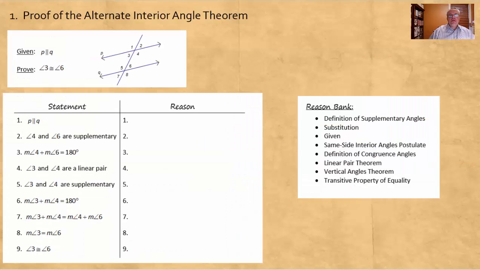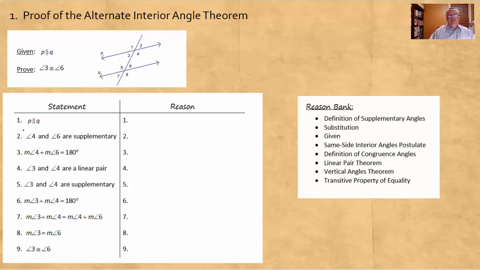Alright, so here's the first one. Proof of the alternate interior angle theorem. Alright, so given that P is parallel to Q, we've got two parallel lines. And we're also given the diagram, how the angles are numbered here. And we want to prove that 3 is congruent to 6. Those are alternate interior angles. Well, our job is to supply the reasons.